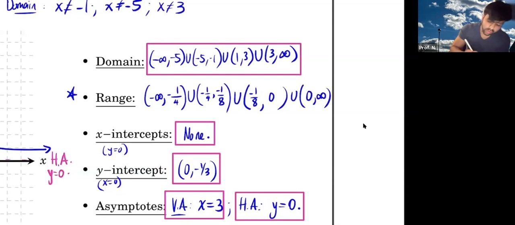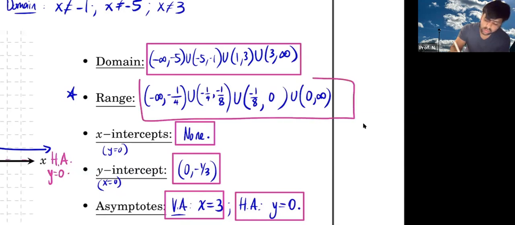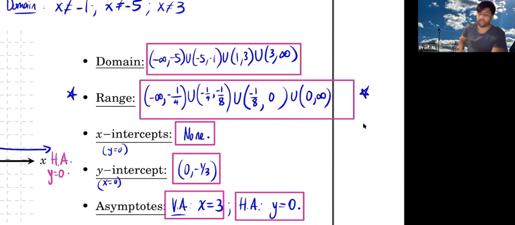So that was tricky. This range here was tricky. Don't get too alarmed. Not all of them are going to be this tricky, but this one was a tricky one.